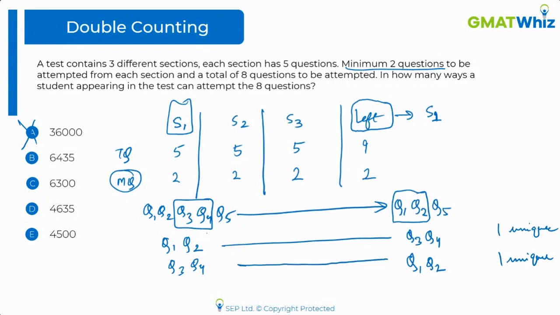And why is it counted 2 times? Because I'm using the same group of questions. S1 is the same group of questions. I'm selecting from it 2 different times. First I'm selecting 2 questions, then I'm again selecting some questions, it might be 1 or 2. And that's why the arrangement is happening. Now tell me, is it clear to you why the double counting is happening?